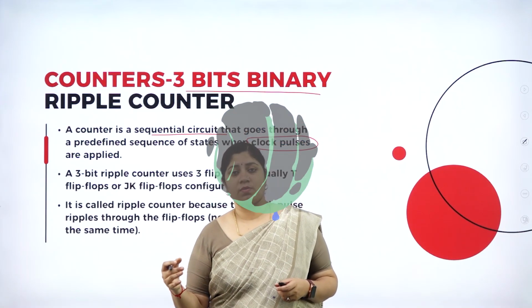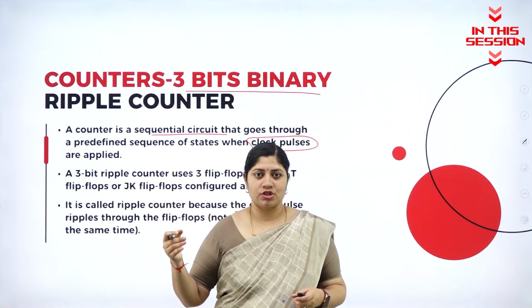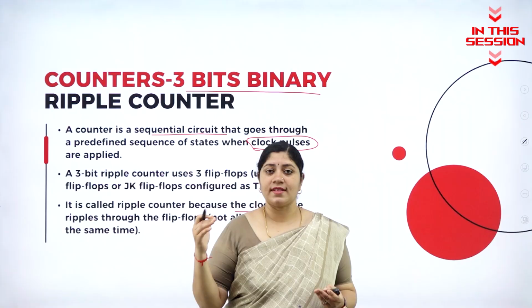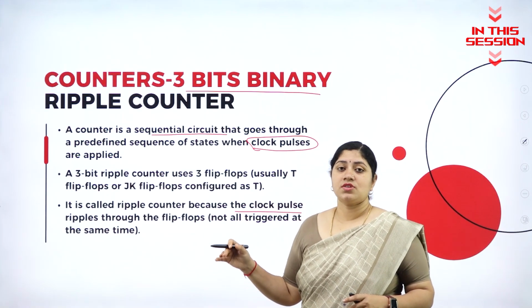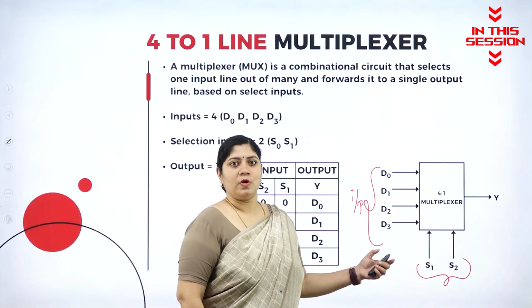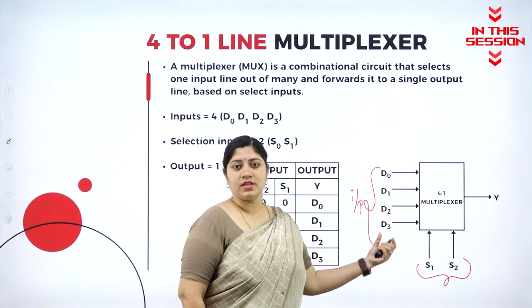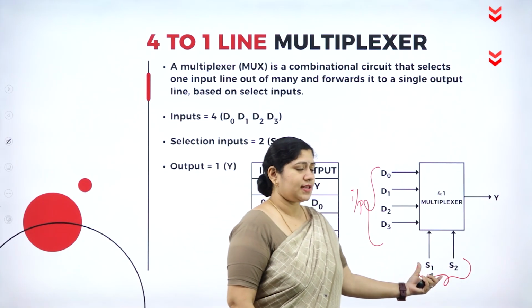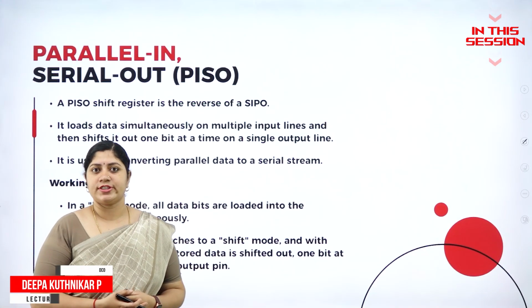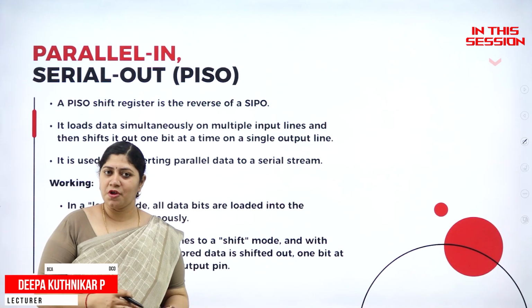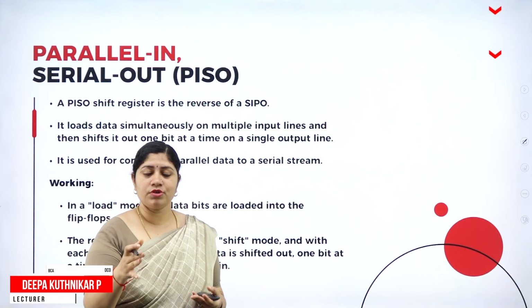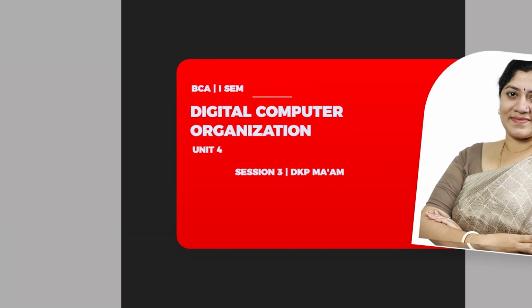Each and every clock bit will go in a substantial way and it is not triggered at the same time. So that's why it is called a ripple counter. Now, as I told, the input which is considered is completely dependent on the select line. The second type of shift register is a PISO, which is none other than parallel input and serial output.